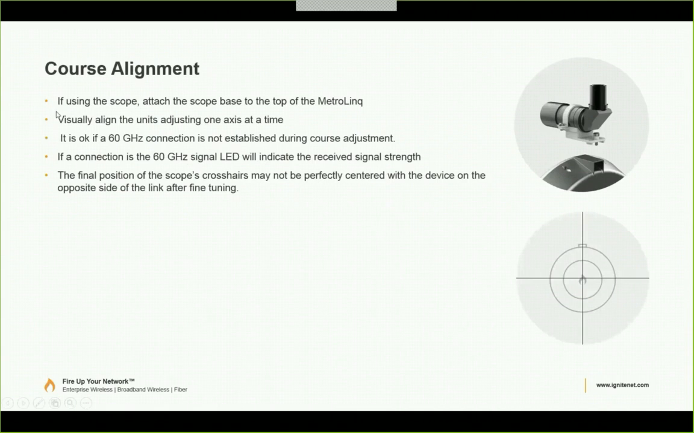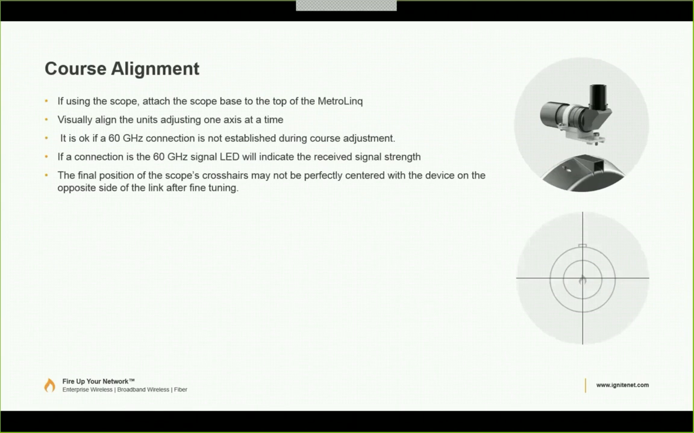For coarse alignment, it's pretty straightforward. You can use the IgniteNet scope or the MetroLinq alignment scope if you have it. You'd simply attach it to the base of the MetroLinq like I mentioned before and adjust the alignment on the unit until the remote side is in the crosshairs. What this does is it gets you 90% there, after which you can do a fine tuning.